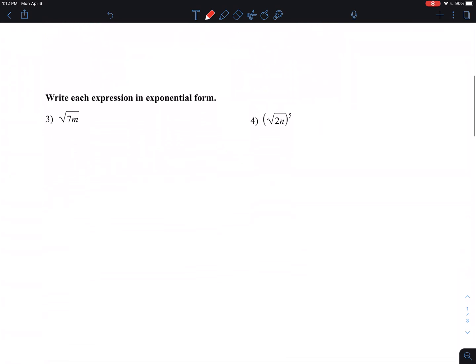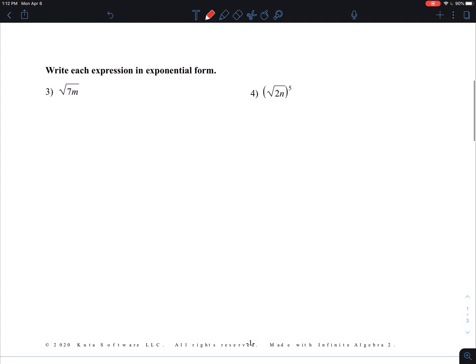Okay, write each expression in exponential form. Well, this is easy. The only thing you have to remember about exponential form is that if I take any base and I raise it to the m over n power, that's the nth root of the base raised to the mth power. In this case, the index number is 2, right? If it doesn't show, we just assume it's a square root. So this is just 7m all raised to the half power, right? Because the exponent on m is 1, right? On this whole thing is just 1.